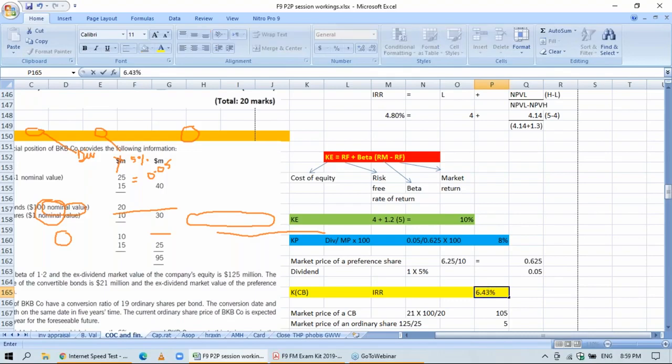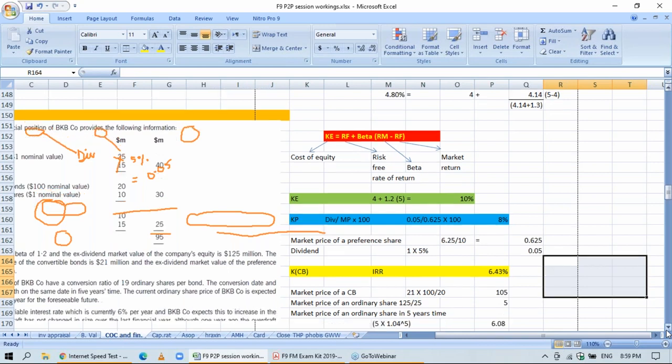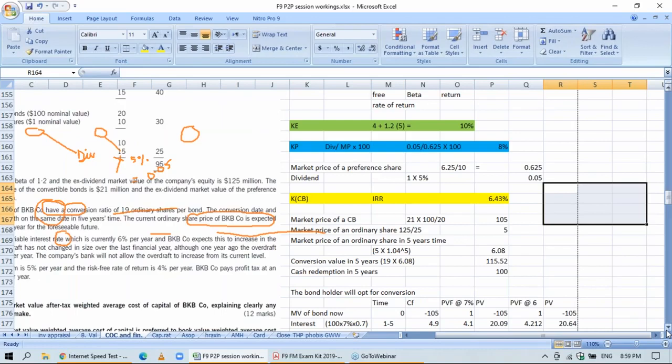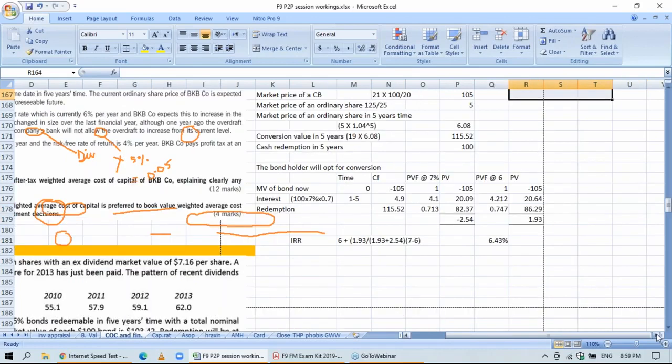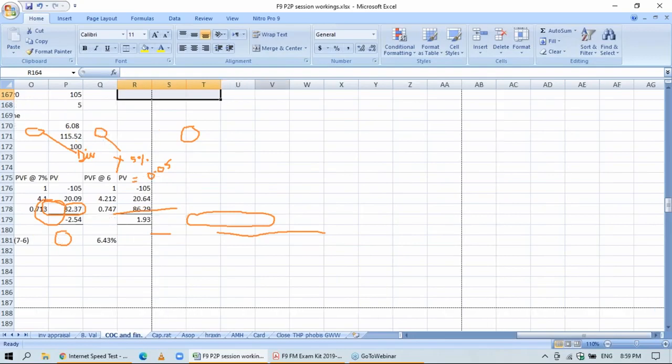So there we go. So we have now got the cost of all the three sources of finance. Now the next requirement is we will need to calculate the market value of these three items. So let's move on to the calculation of the market value of these three items. We know the market values. They have been given in the question.